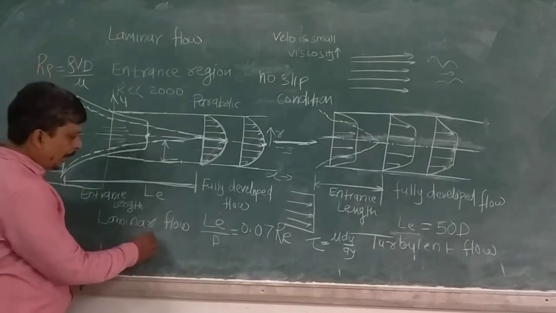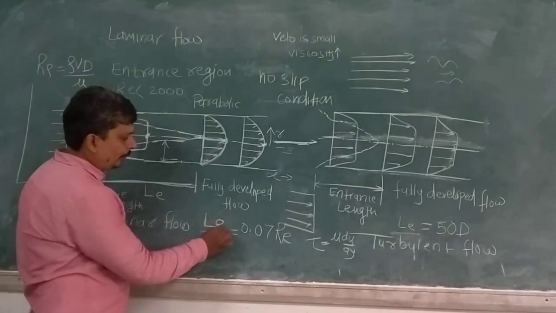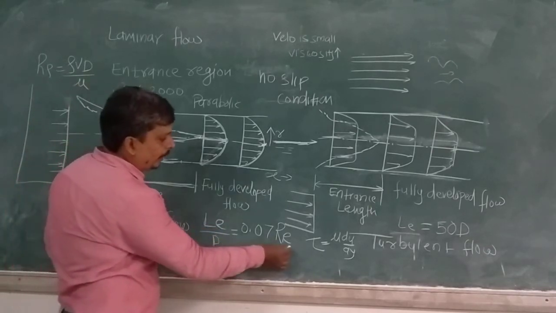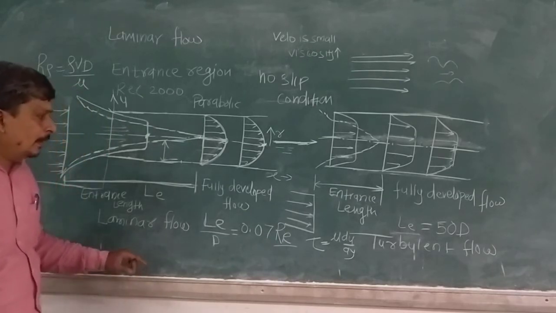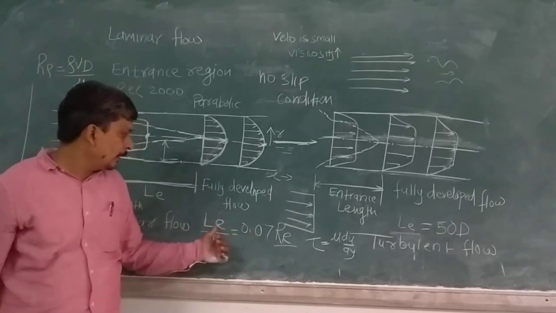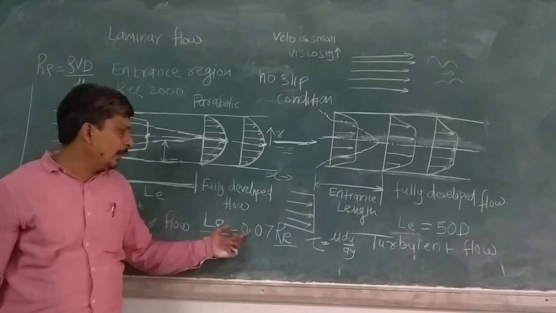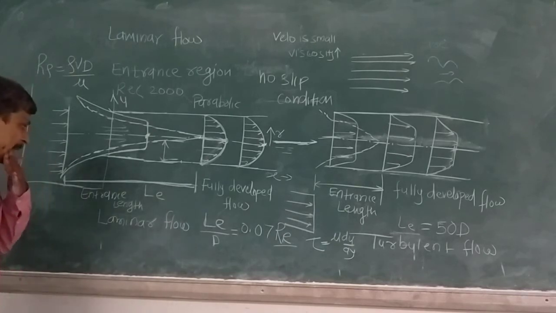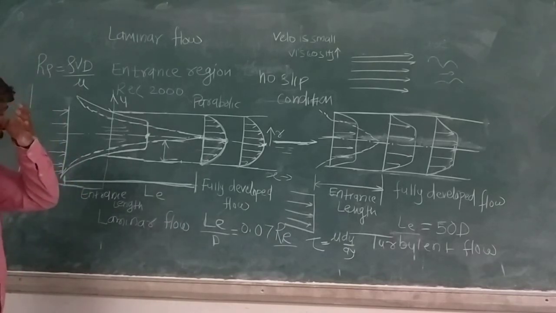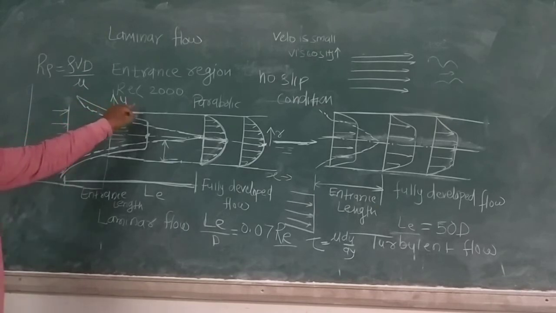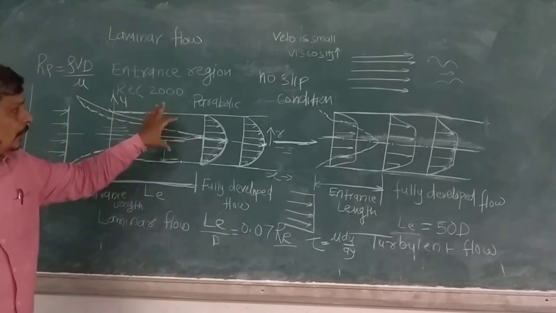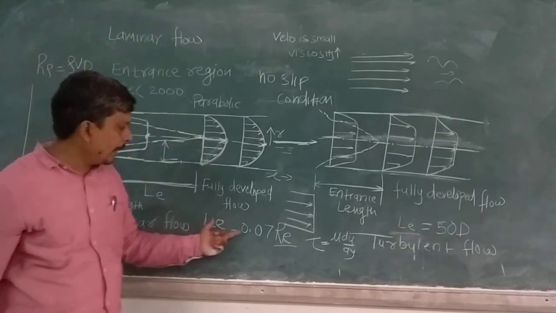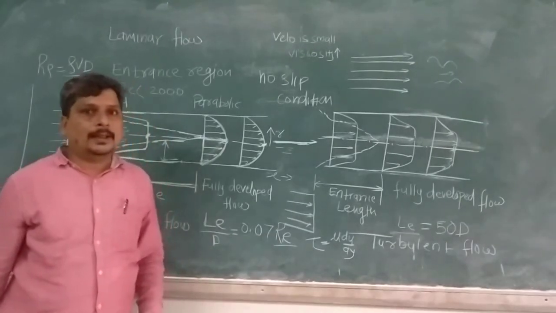For laminar flow, the ratio of entrance length LE to diameter D is a function of Reynolds number. LE by D is given experimentally as 0.07 times the Reynolds number. This is for laminar flow. For laminar flow through a pipe, the Reynolds number is less than 2000, and the entrance length is 0.07 times the Reynolds number.